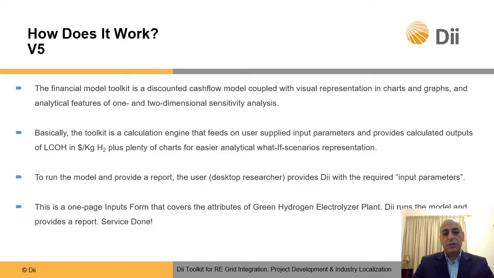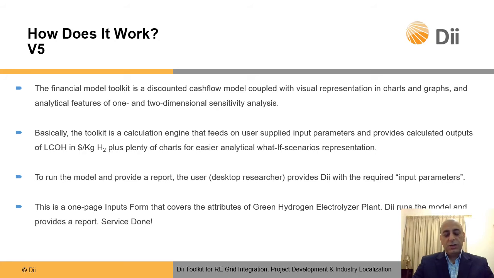So how does the toolkit work? From these slides forward, the slides are based on version 5, production only, and the reports for the other versions, version 6 and 7, are available offline as downloads or attachments sent via email. The financial model toolkit is a discounted cash flow model. Basically, the toolkit is a calculation engine that calculates the levelized cost of hydrogen in dollars per kilogram and also includes analytical outputs for variance of input parameters and what-if scenarios.